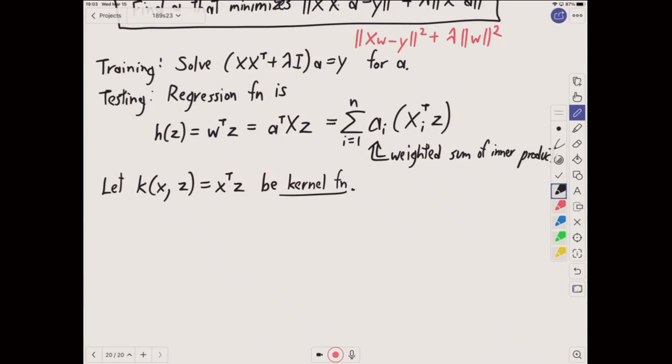Later what we're going to do, to be precise, is replace x with phi of x, and replace z with phi of z. And those phi's will be very, very long vectors, maybe even infinitely long. And that's where the magic will happen. But for now, pretend they're just normal feature vectors that we want to find the inner product of.